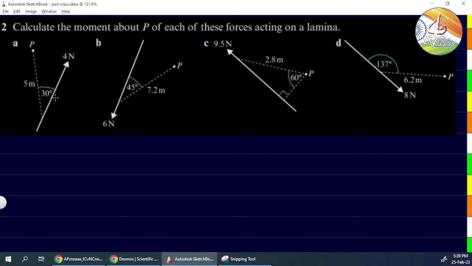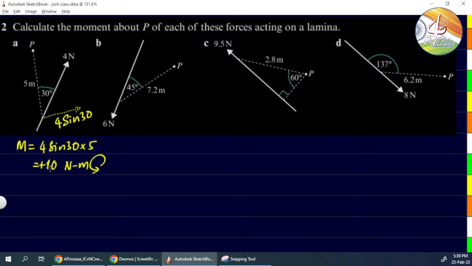So here this is given, so we can either find the perpendicular distance or we can just take the component of force in the perpendicular direction. So this component will be 4 times sine 30. Perpendicular distance is 5. The moment is 4 sine 30 into 5. 4 times 5 is 20, half is 10. So 10 Newton meters in anti-clockwise direction.